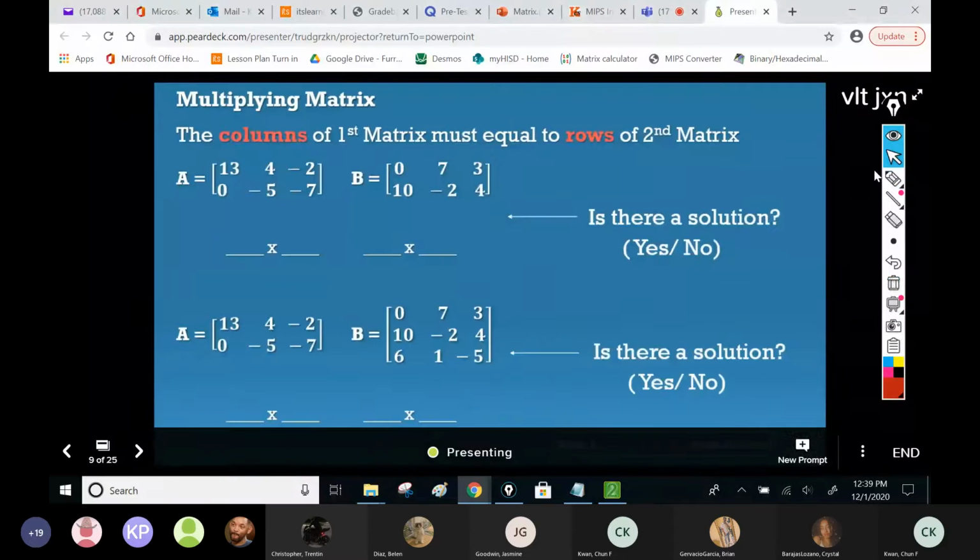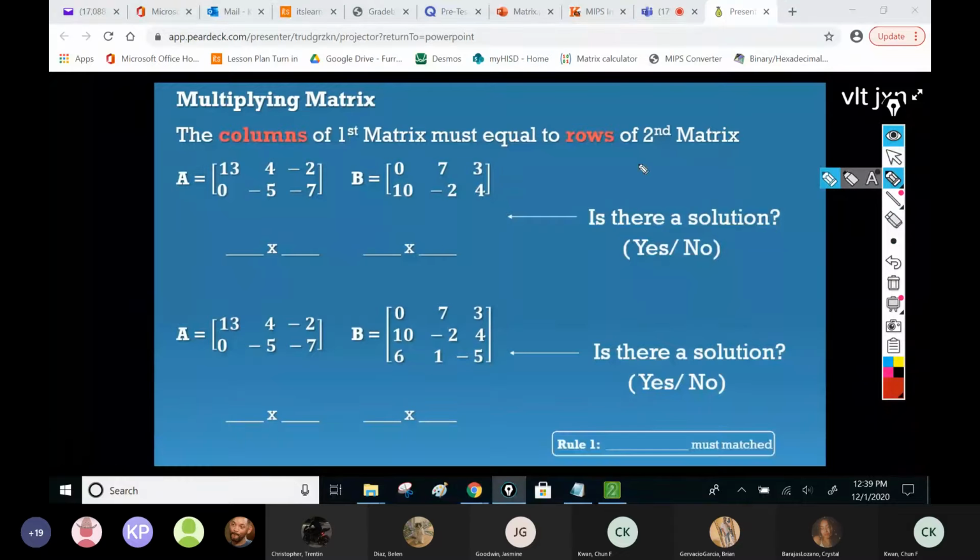All right. So we talked about addition and subtraction before the break. Today we're going to talk about multiplication of matrices. The first thing you need to understand is, in order for them to have a solution when you multiply them together, the columns of the first matrix must equal the rows of the second matrix. So the columns of the first matrix have to equal the rows of the second matrix.